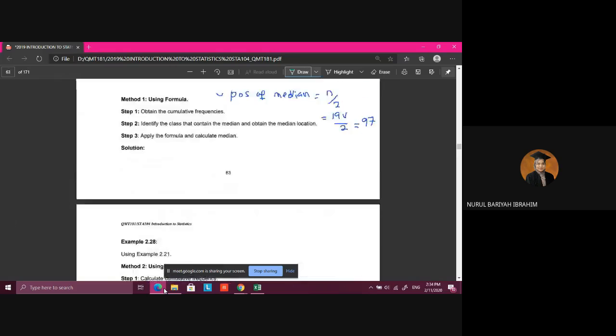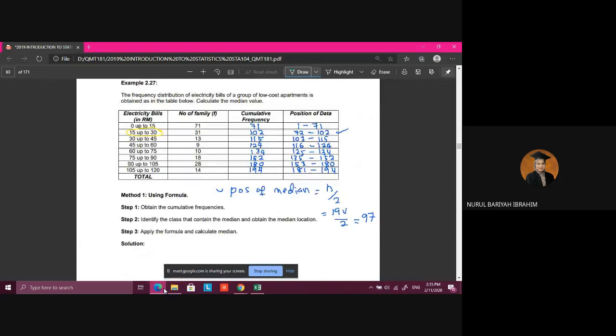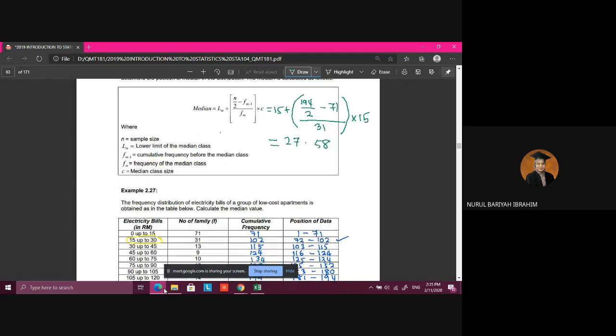We kena tahu jugalah macam mana nak interpret the value of the median. Okay, macam hari tu, sama je. Median, we know that median adalah titik tengah kan. So kalau yang ni value 27.58 ni, we can say that 50% of the electricity bills are more than RM27.58 and another 50% are less than RM27.58. Okay, so you should know how to interpret the value.